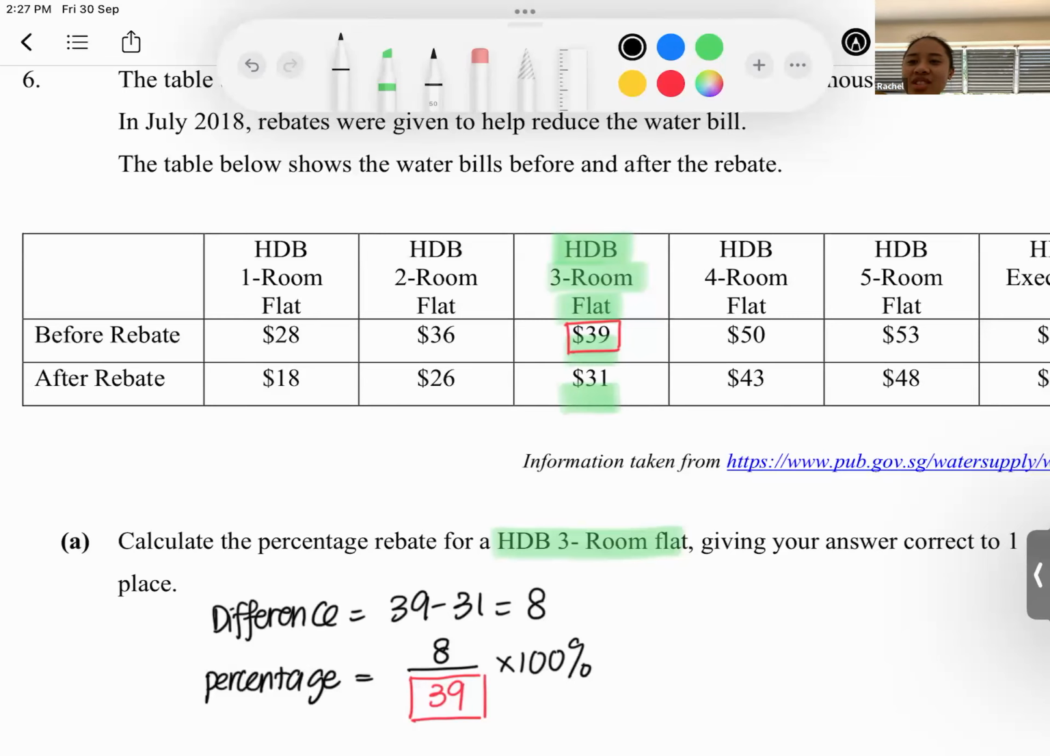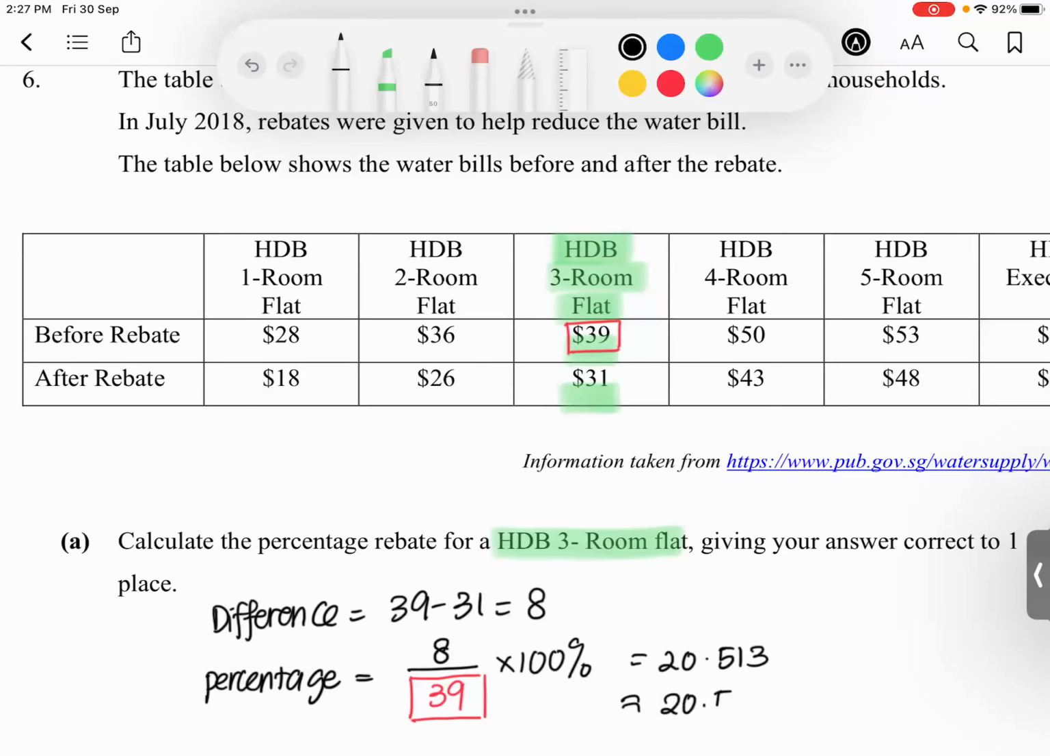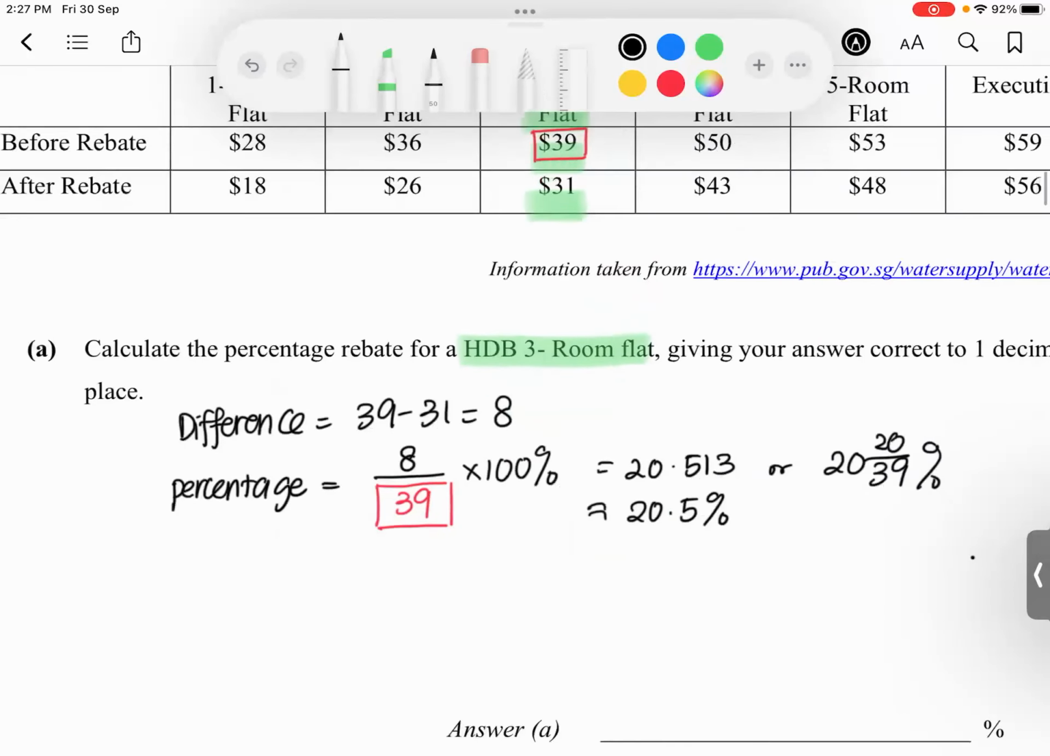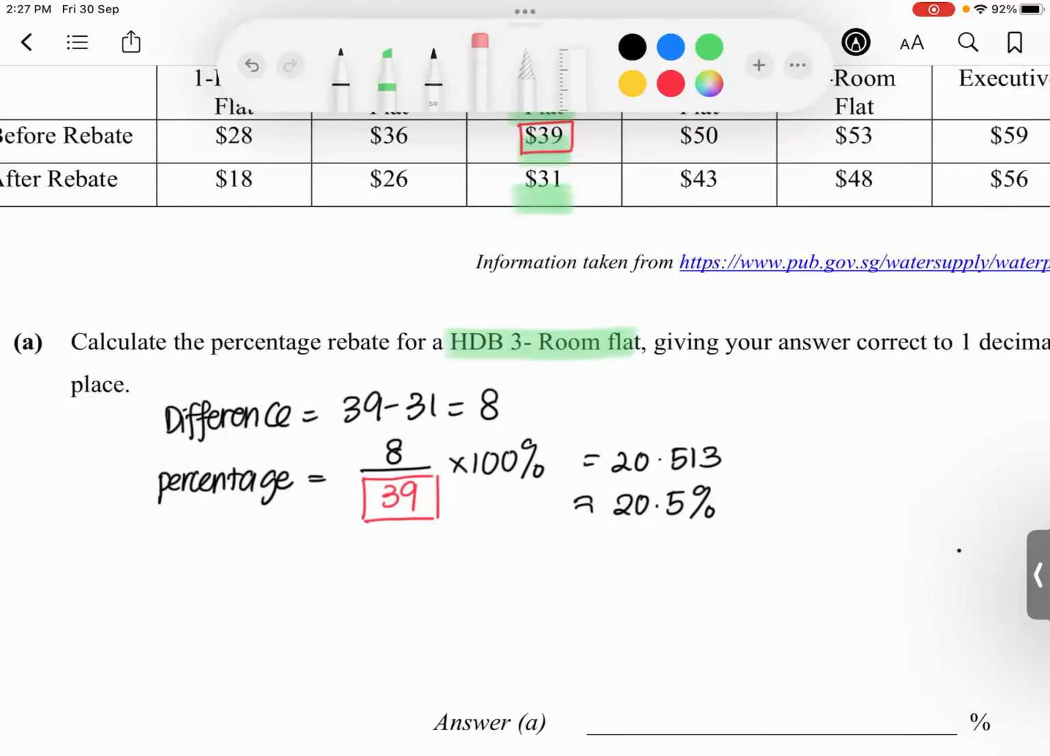20.512. Okay, thank you. 20.513, then round off, 20.5%, or you can write it as a fraction for exact value, 20 over 39%. Okay, both are correct. Oh, not both are correct, sorry. Question did say correct to 1 decimal place. So my fraction cannot be the correct answer. I need to convert it to decimal place.